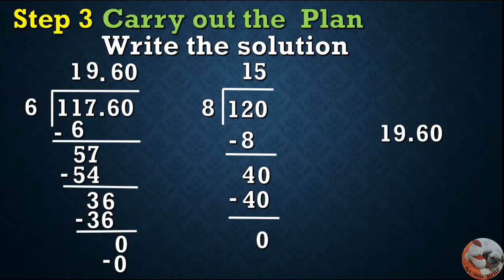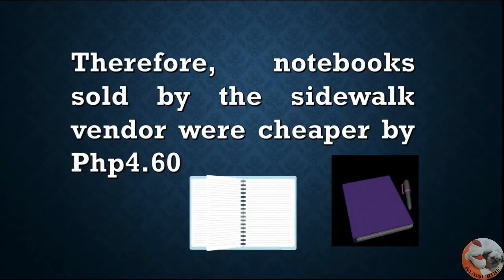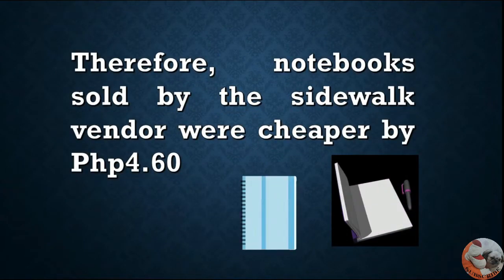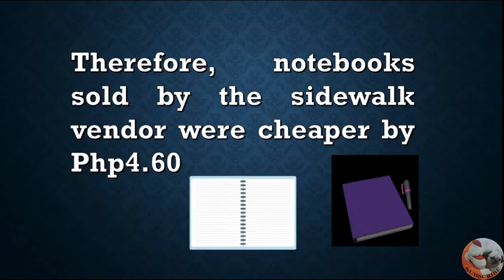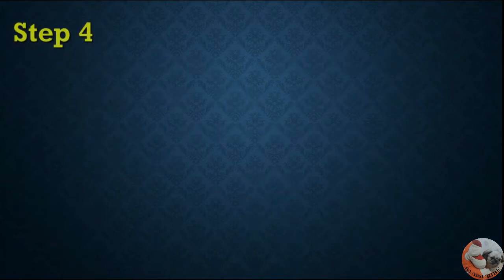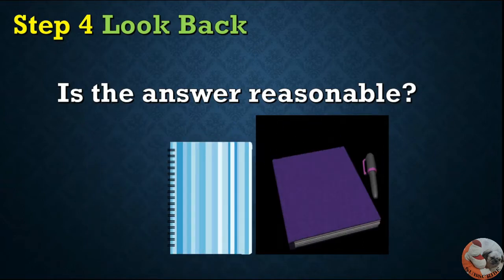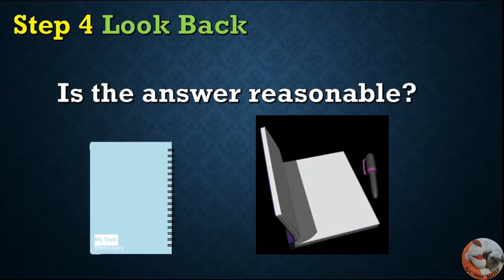Then 19 pesos and 60 centavos minus 15 pesos. This is 19.60 and this is 15 pesos. So we will get 4 pesos and 60 centavos. Therefore, notebooks sold by the sidewalk vendor were cheaper by 4 pesos and 60 centavos. Step 4, look back. Is the answer reasonable? You can check by working backwards.